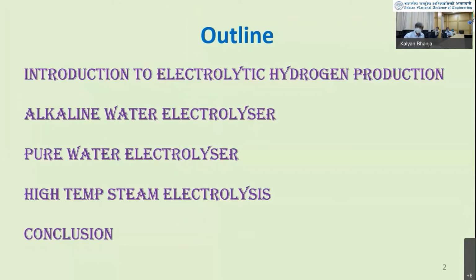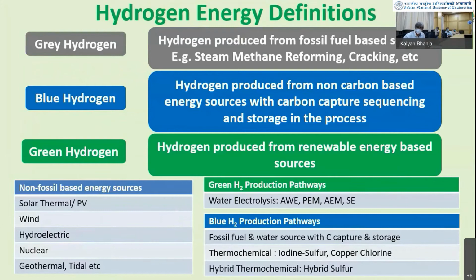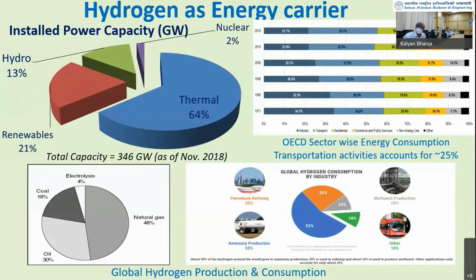So the outline is like this. This is the alkaline water electrolysis introduction. Then the alkaline water electrolyzer, then pure water electrolyzer using ion exchange membrane, then high temperature steam electrolysis, and of course the conclusion. This slide is already talked about by Ghosh, so I'll skip this slide. And this is the typical cost of production today. So what I want to say is that in global hydrogen production as of today, the electrolytic percentage is only 4% compared to other fossil fuel sources. And as for utilization, in India or globally also, the total hydrogen utilization for transport is less than 10% even.